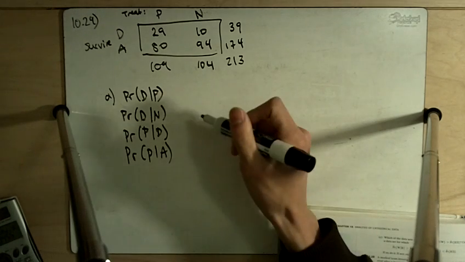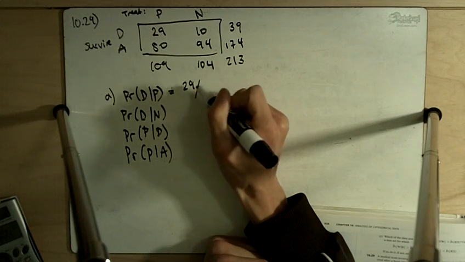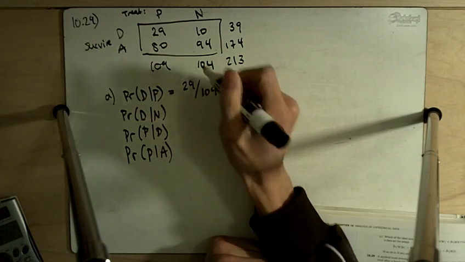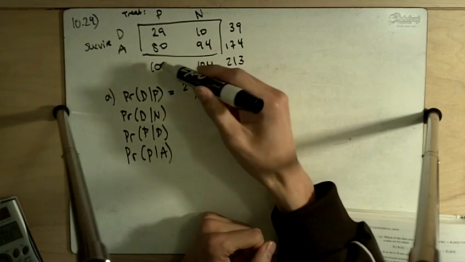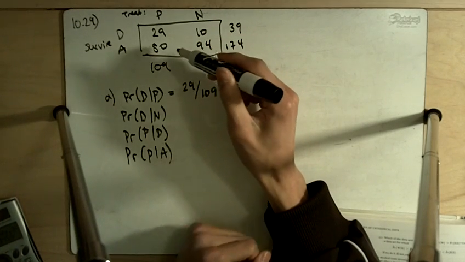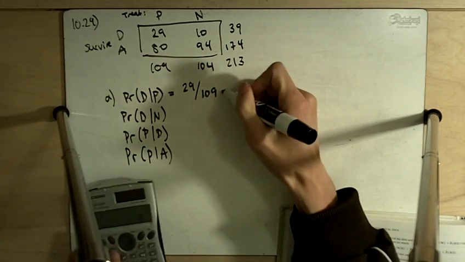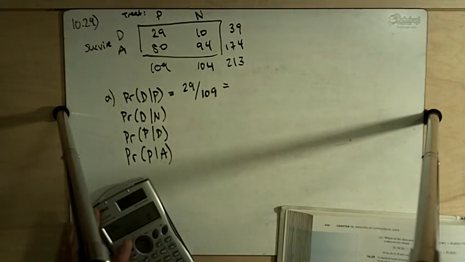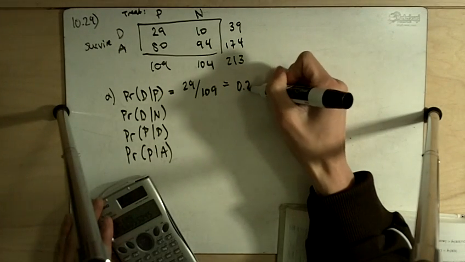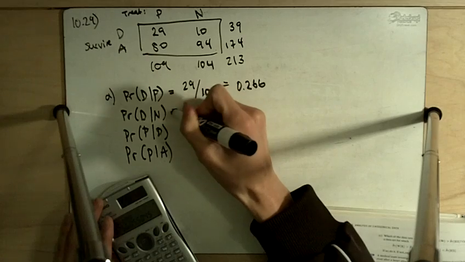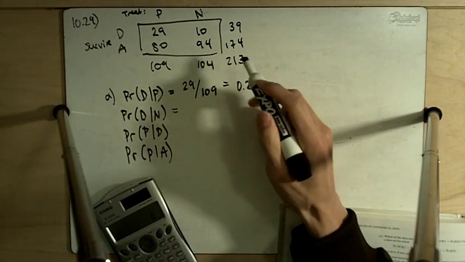So, D given P. This means we are doing 29 divided by 109. If we know that they were positive, that means we're limited to 109. What's the probability that they died? 29 of those died, so this is going to be 29 divided by 109, that's 0.266. What's the probability that they died given that their treatment was negative?